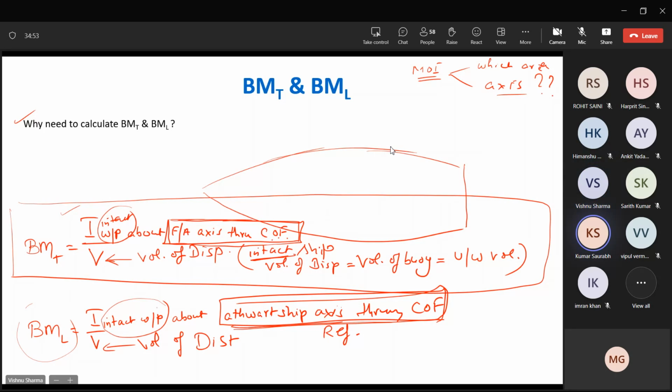Okay? But you should learn the right thing, so that's why I inserted the word intact water plane here, right? And volume of displacement.